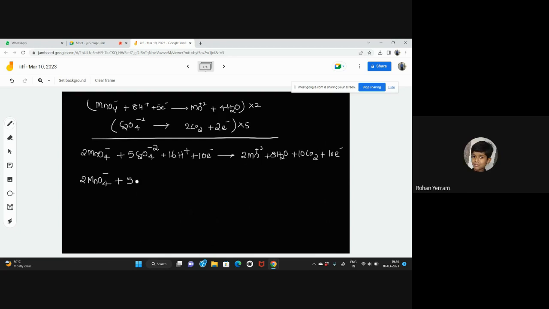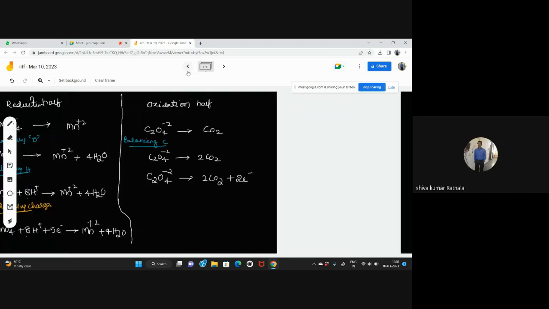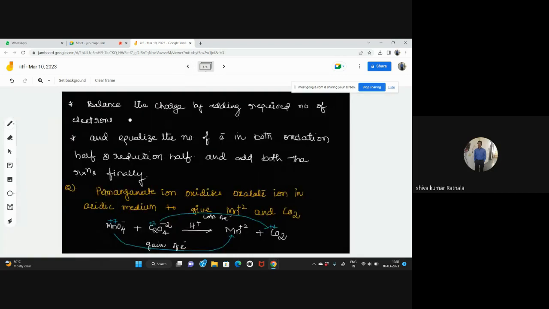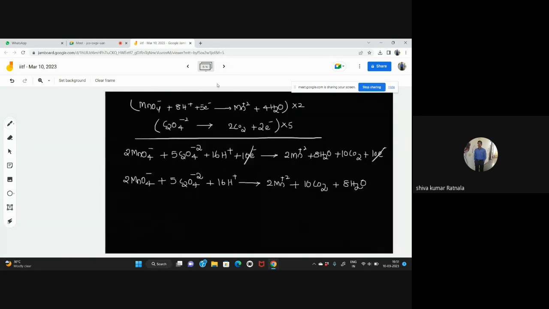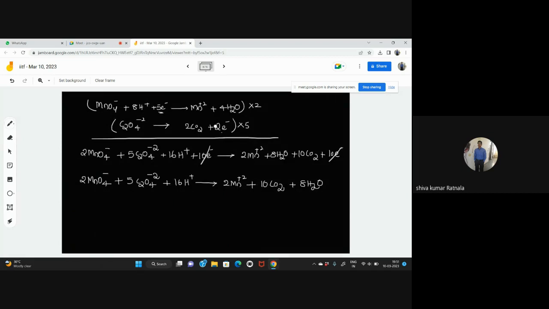Sir, why are we multiplying by 5? So you can cancel the 10 electrons and 10 electrons on both sides. The rule is: balance the charge by adding the required number of electrons, and equalize the number of electrons in both oxidation and reduction. Here 5 electrons, here 2 electrons. We are doing crisscross so that it will become 10 electrons each. Am I clear?